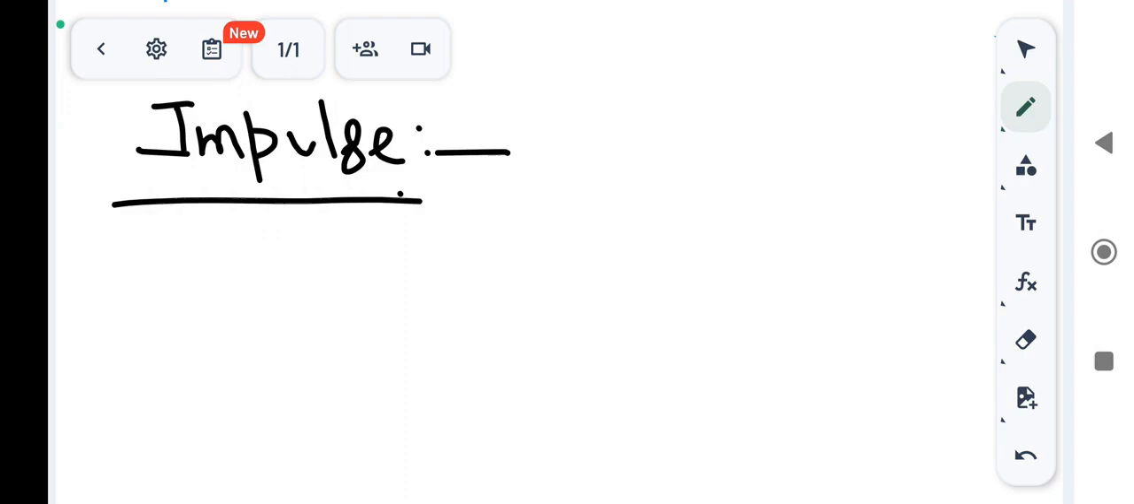What is impulse? When a large force is acting on a particle for a short time, the change in momentum is called impulse.